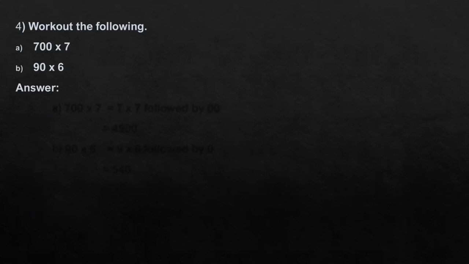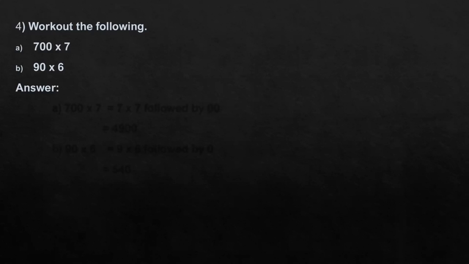Okay, here comes the next one, the fourth question. Work out the following. A part is 700 multiplied by 7, and B part is 90 multiplied by 6. So how will you do this problem? You have already learned this concept in grade 4, that is multiplying by the nearest 10 and 100. If it is a 100-like number, then we follow with 2 zeros. The number followed by 2 zeros. If the number is in terms of 10, then the particular number followed by 1 zero.